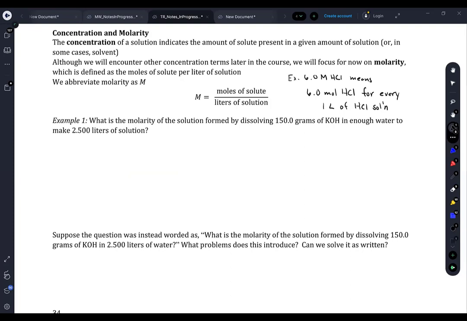All right, what is the molarity of the solution formed by dissolving 150 grams of potassium hydroxide in enough water to make 2.500 liters of solution? So I'm given grams. If I want molarity, I need to convert that to moles, right? So that's the first thing I need to do. So let's find moles of KOH. So I have 150 grams.